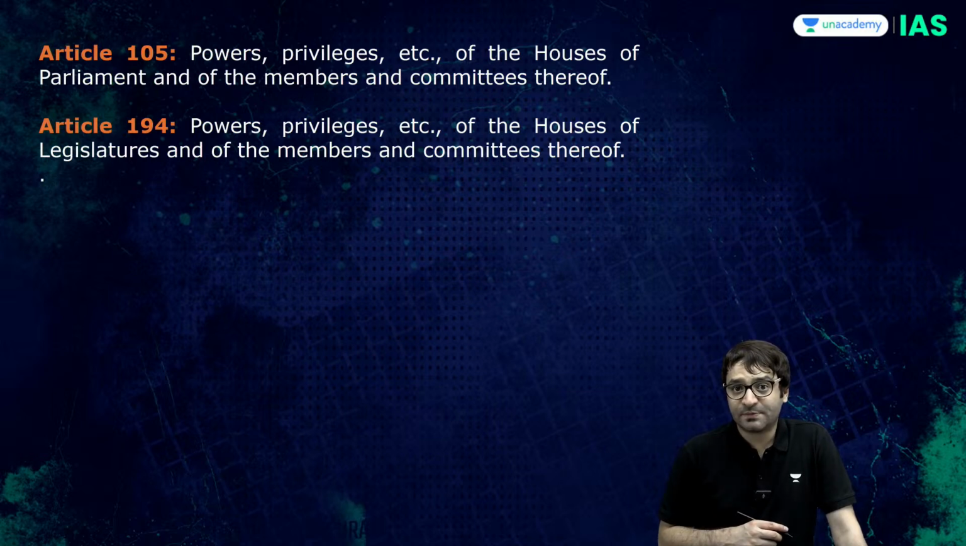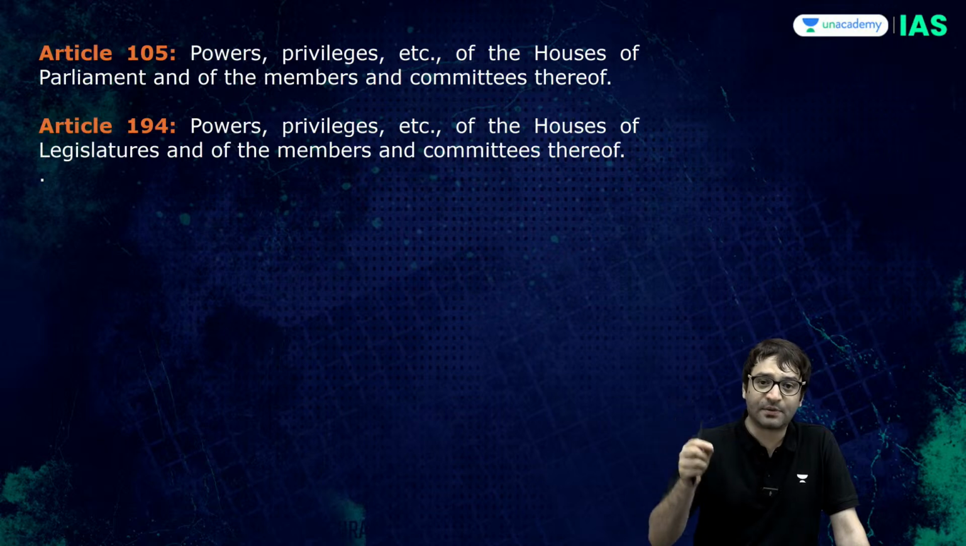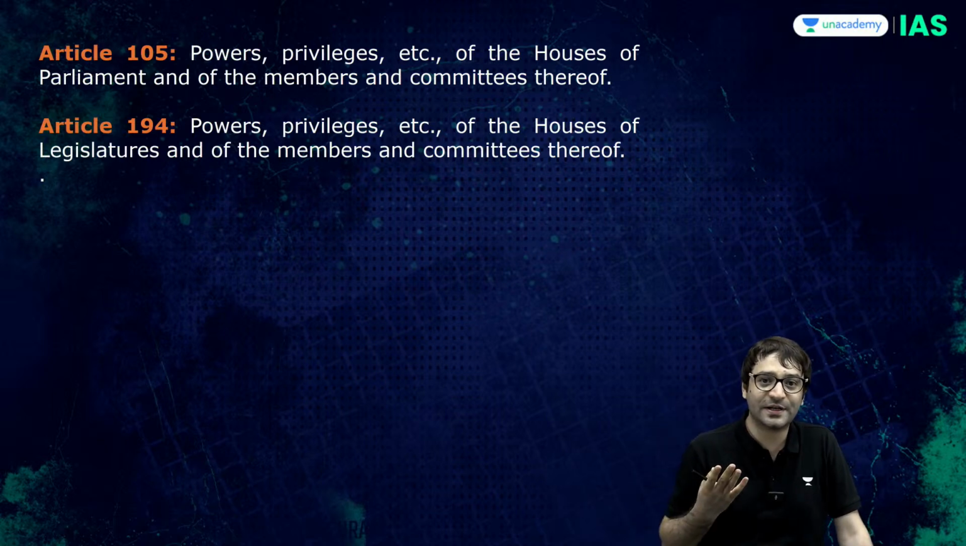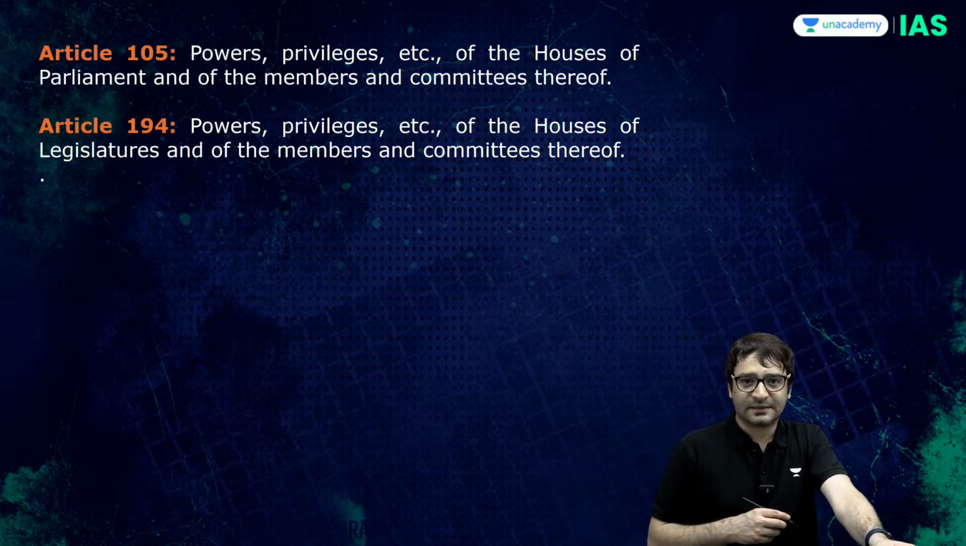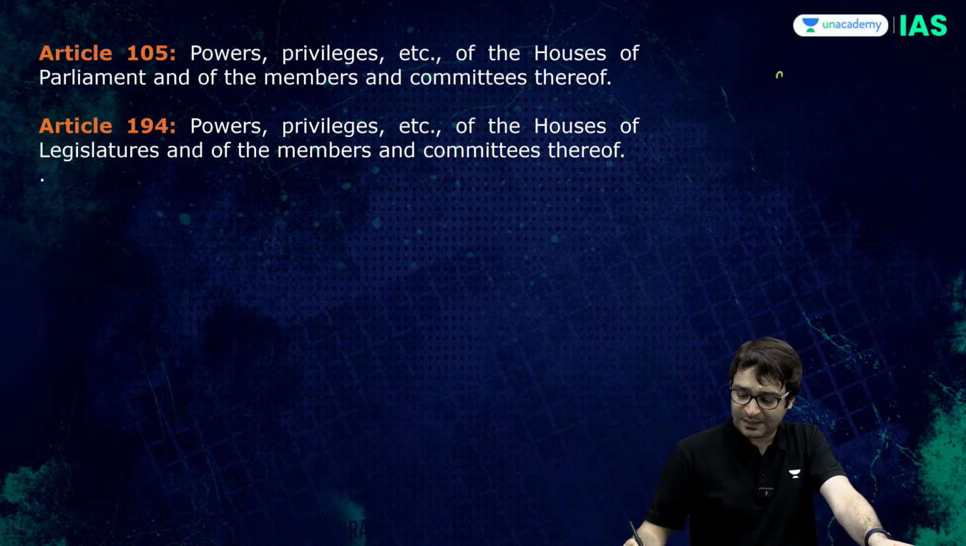Article 105 also has been in the news. Why? Because the Supreme Court said taking a bribe is not an immunity to be provided to legislators. Basically, the old case, Narasimha Rao versus CBI, has been overruled by the Supreme Court in the Sita Soren case.